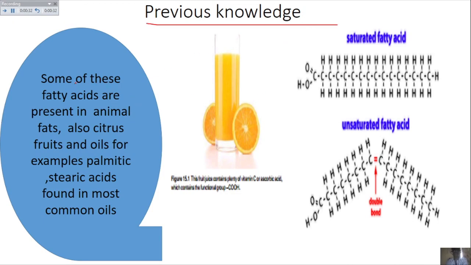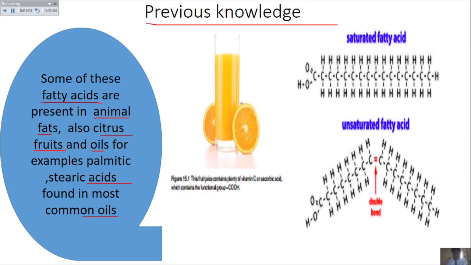Now some of these fatty acids are present in what? They are present in animal fats, also in citrus fruits, oils, for example, palmitic and stearic acids found in most common oil. Therefore, the fatty acid that we're going to be talking about, you can have them in citrus fruits, like what I have here.